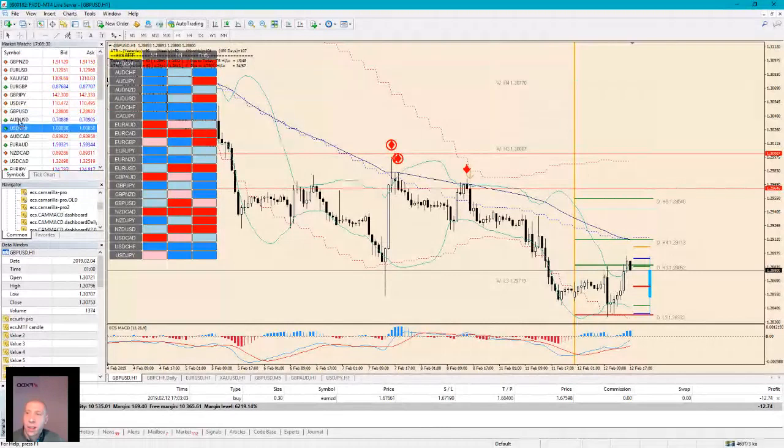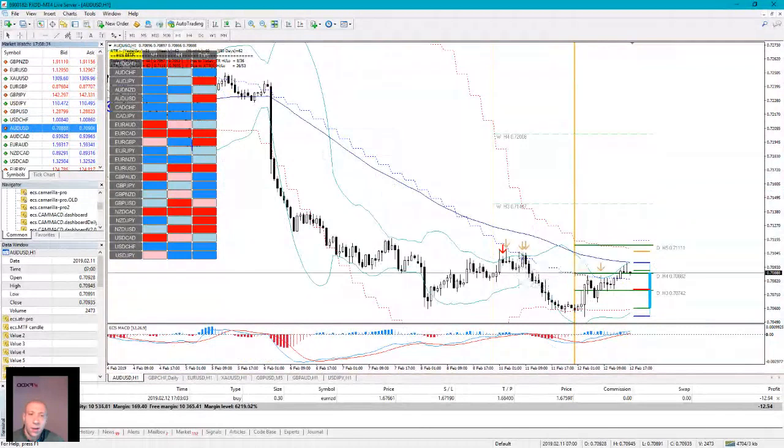Let's say Australian dollar here. You see, we also see a potential reversal. It could actually be a sell too, but again, it's not good to trade because there is only 20 pips to the upside. So we don't see any big room to the upside. So we will skip this trade, guys.